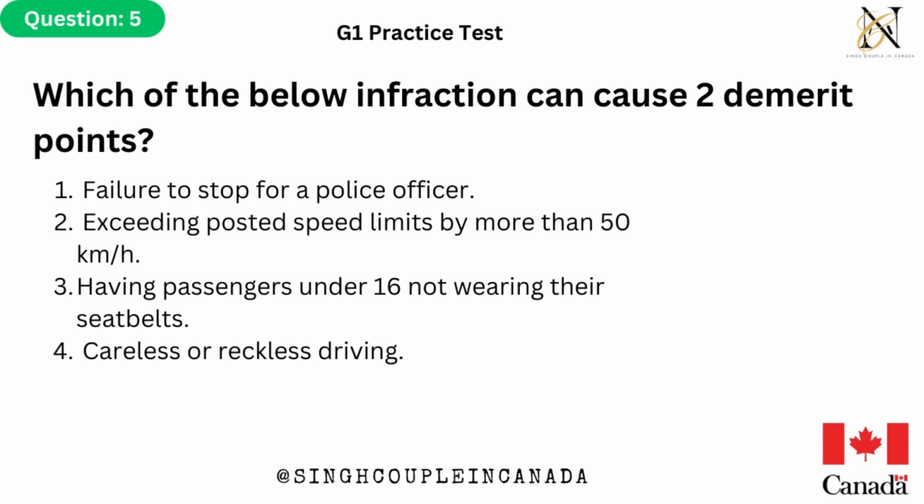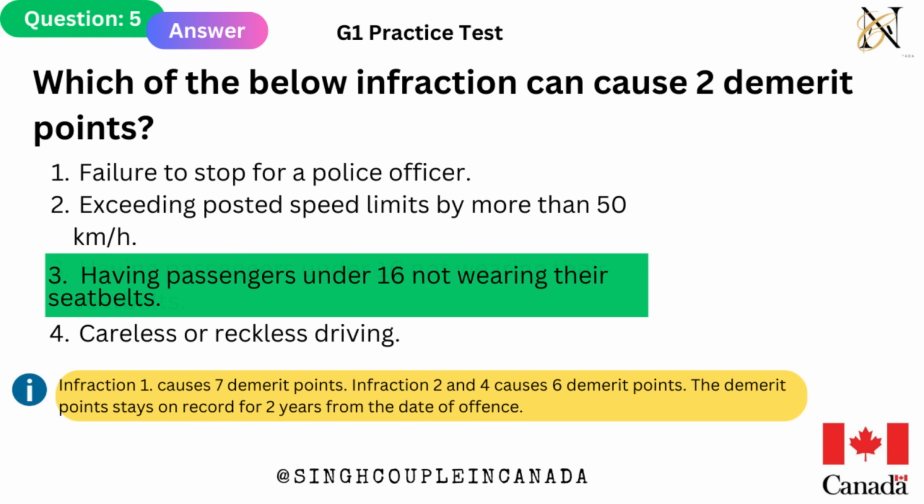Which of the below infractions can cause 2 demerit points? 1. Failure to stop for a police officer. 2. Exceeding posted speed limits by more than 50 km per hour. 3. Having passengers under 16 not wearing their seatbelts. 4. Careless or reckless driving. The answer is 3. Having passengers under 16 not wearing their seatbelts. Infraction 1 causes 7 demerit points. Infraction 2 and 4 cause 6 demerit points. The demerit points stay on record for 2 years from the date of offense.